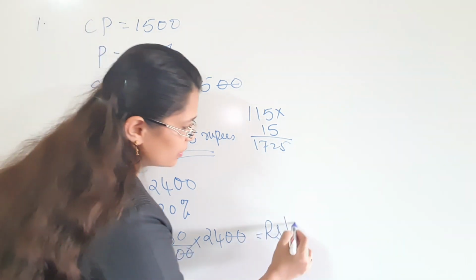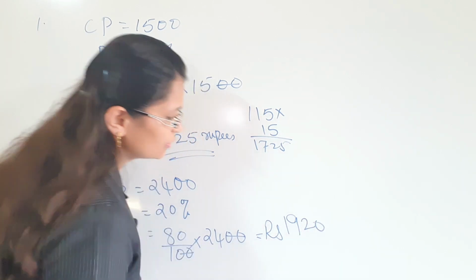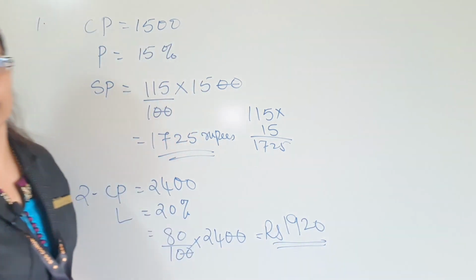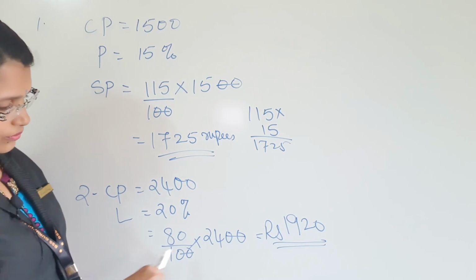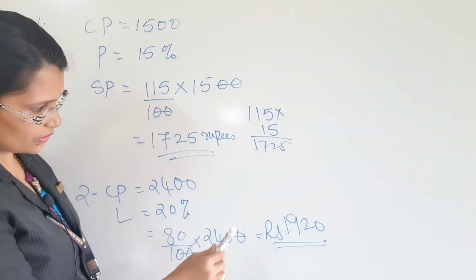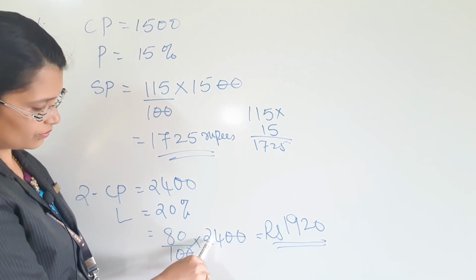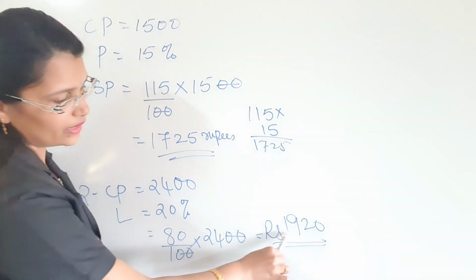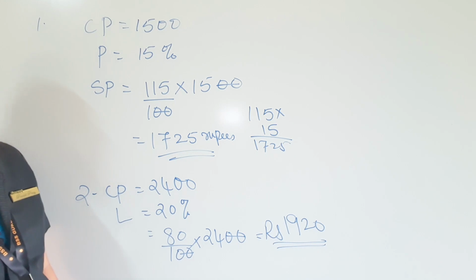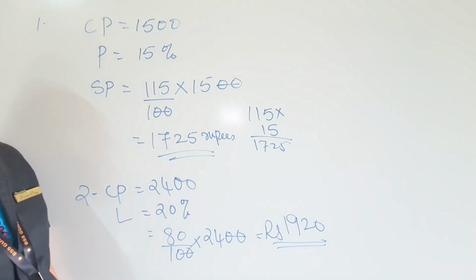1920 rupees. 4 8s are 32, 2 balance 3. 2 8s are 16 plus 3, 19. So 1920 is the answer.